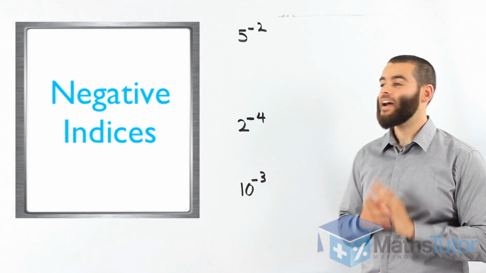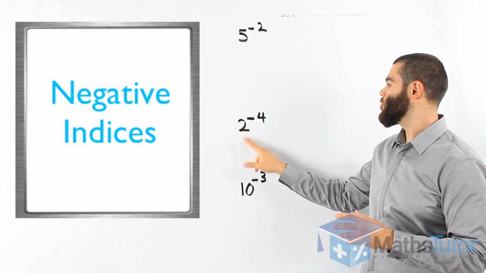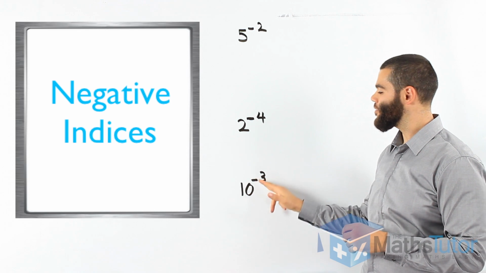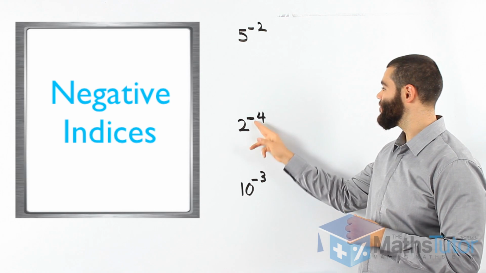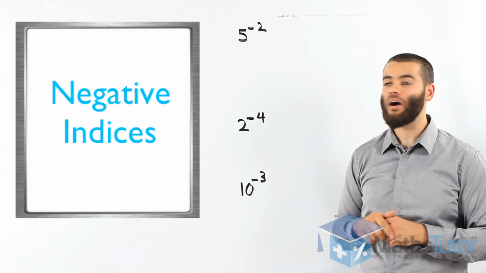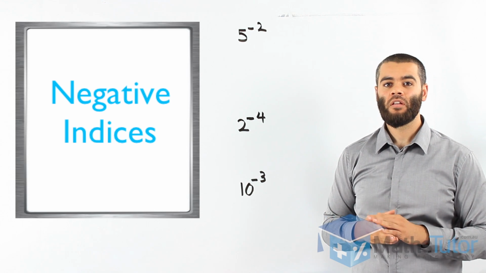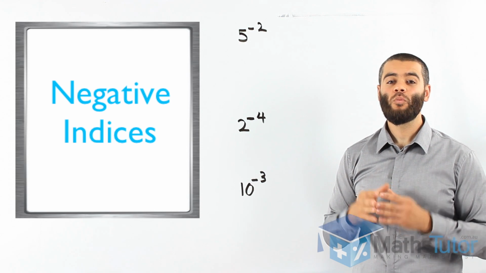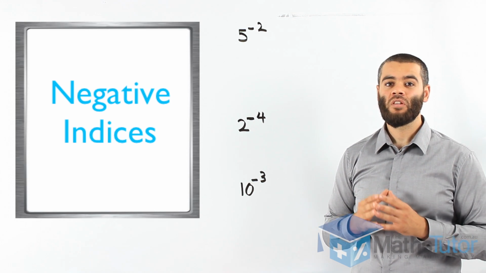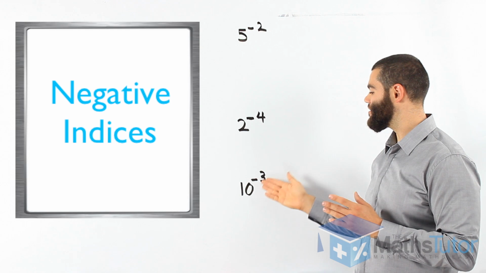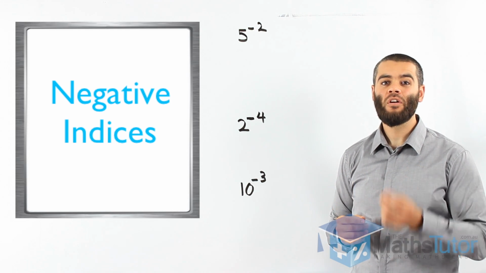Hey guys, have you seen these before? 5 to the power of negative 2, 2 to the power of negative 4, 10 to the power of negative 3. What do you notice? We have a negative indice, a negative power: negative 2, negative 4, negative 3. When we're working with indices, we can also have negatives, but there is a way to write them as well. We can write them in their negative indice form, or we can also write them in fraction form. How? Watch this.